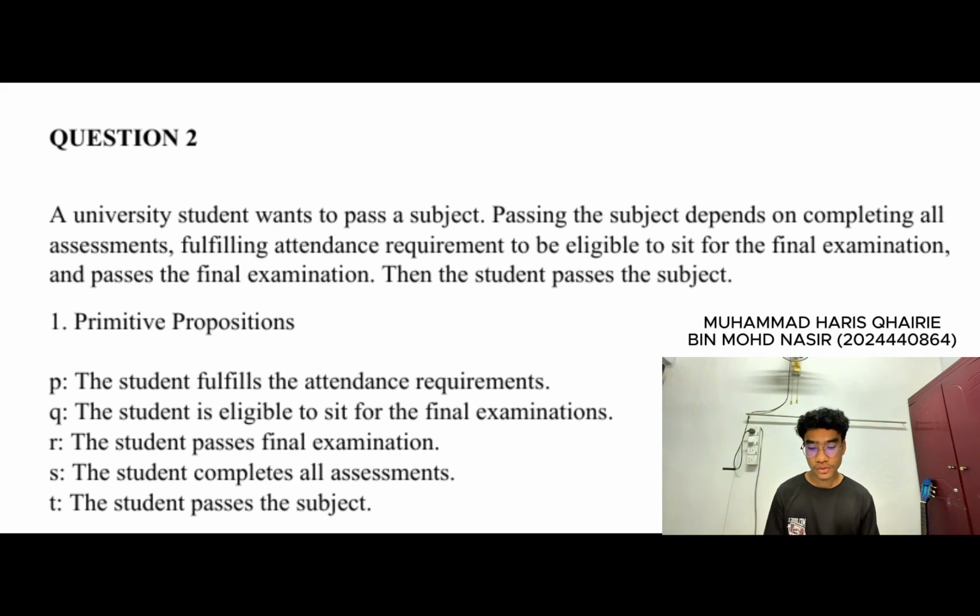Next, we move on to the primitive propositions. The first is variable P, which is the student fulfills the attendance requirement. Next, variable Q: the student is eligible to sit for the final examination. Next, R: the student passes the final examination. S: the student completes all assessments. And lastly, variable T: the student passes the subject.